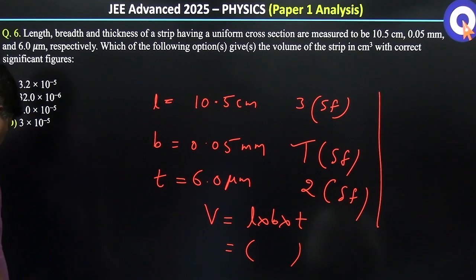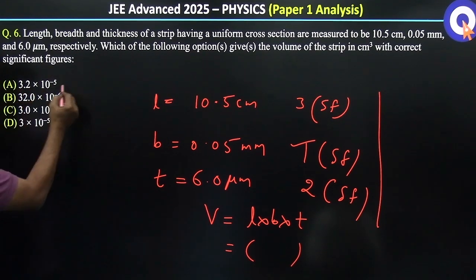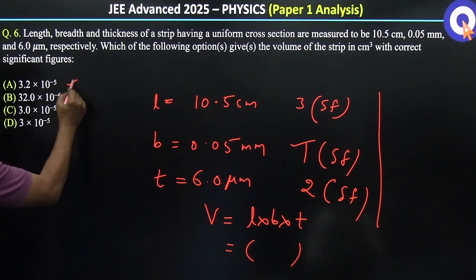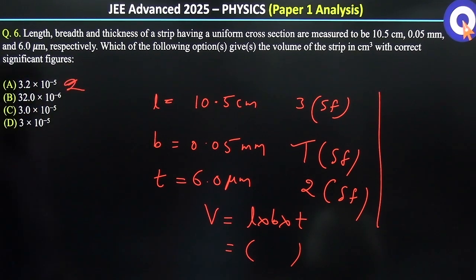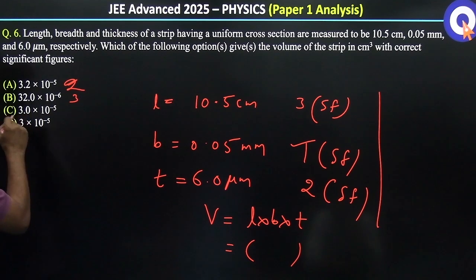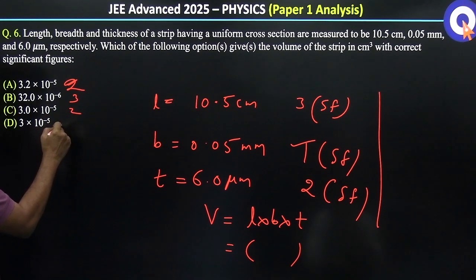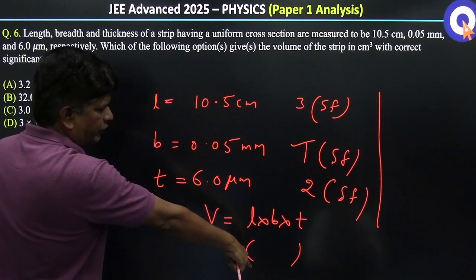If you see all the options that are given over here, the first option has 2 significant figures. In the second one there are 3 significant figures. In the third one again there are 2 significant figures. In the fourth one there is only 1 significant figure, and we need to round it off to 1 significant figure.